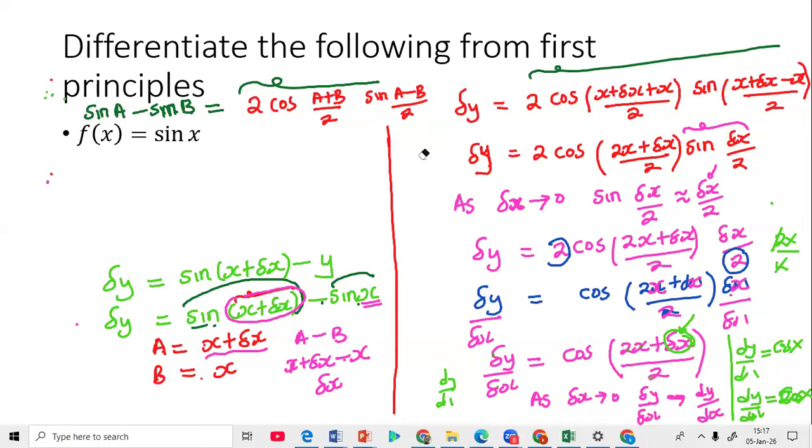Where does 2 cos come from? I'm not seeing the 2 cos. Where is the 2 cos? Martina, I've not picked which 2 cos you are talking about.